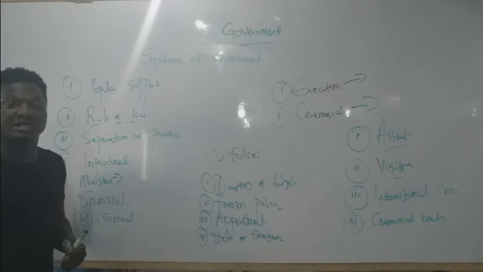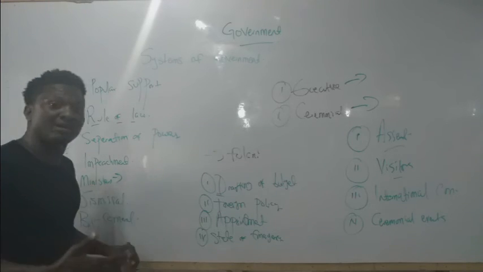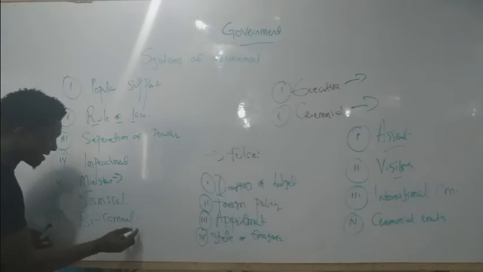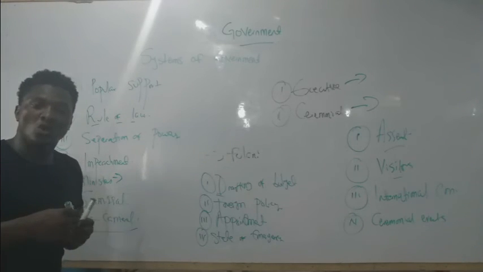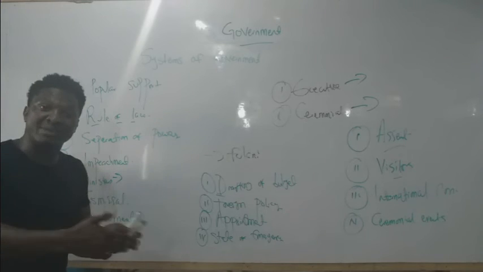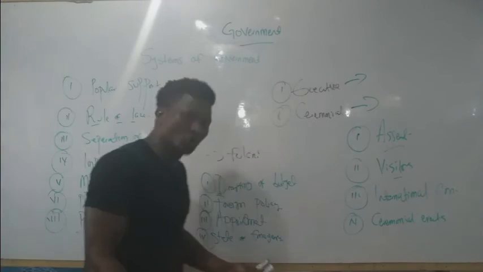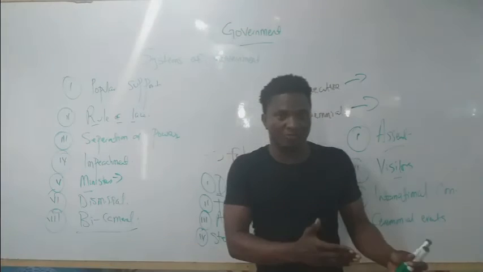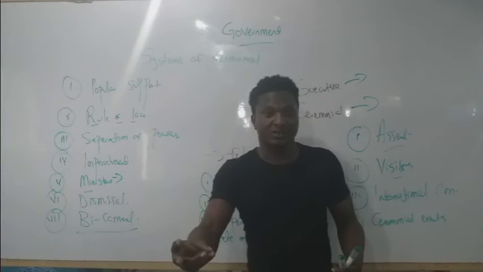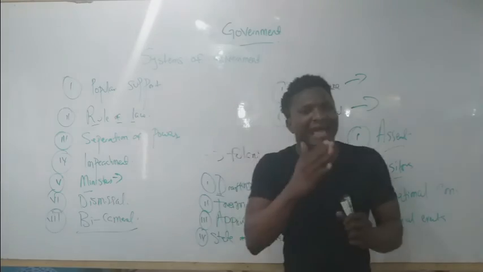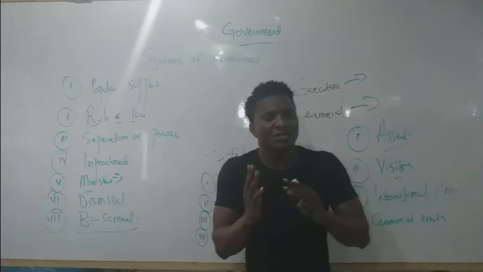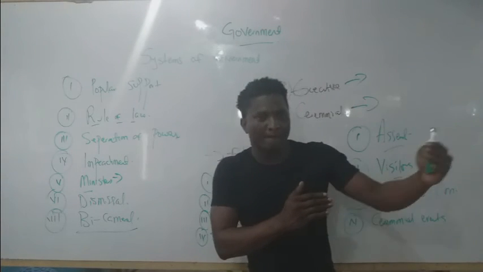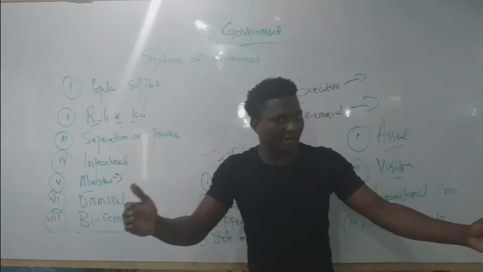In most presidential systems you would find a bicameral legislature. Now, when we talk about bicameral, we refer to a system where we have two bodies making the law. You were told that we have three organs of government, executive, legislature, and judiciary. The legislature is that arm of government that is responsible for lawmaking. And we have two types of legislature: bicameral legislature and unicameral legislature.